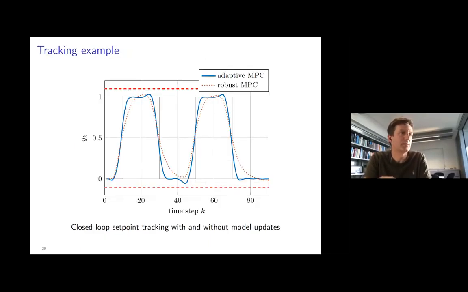So how this algorithm works in practice, if we give it a set of references to follow, you can see in this plot, the dashed red line is just the robust MPC method with no parameter adaptation. So the parameter set is just fixed at the initial value, and in blue you can see what happens if we update the parameter set online. We get slightly faster convergence, less overshoot over time.